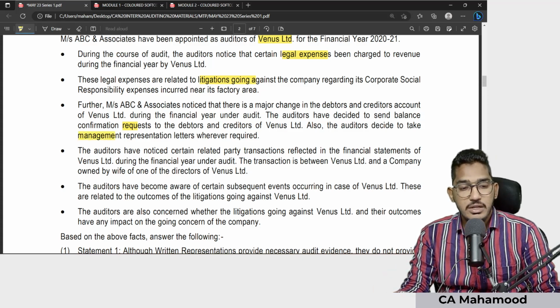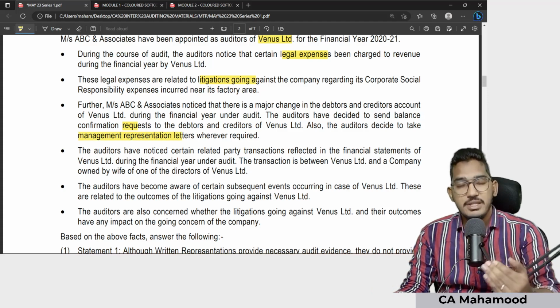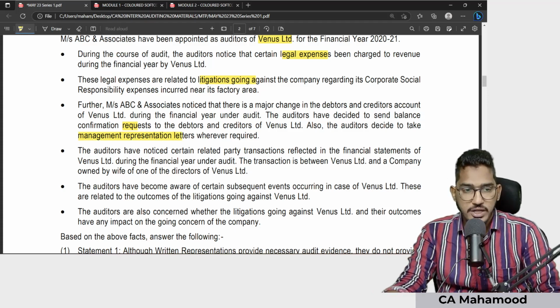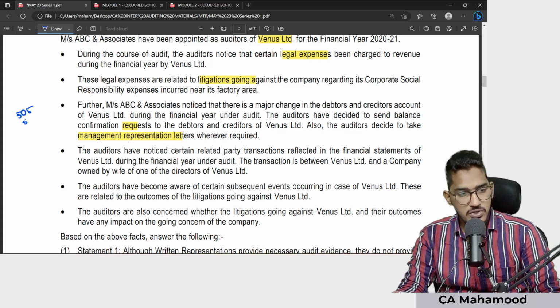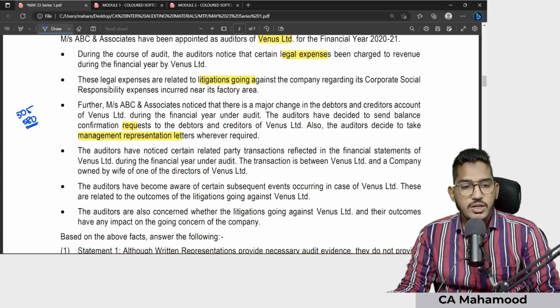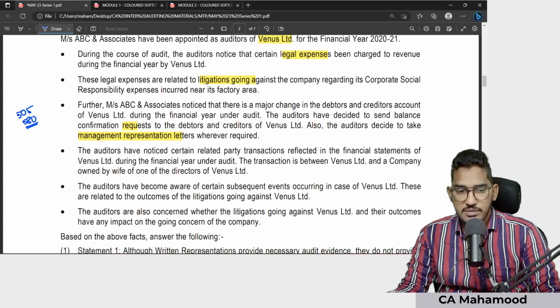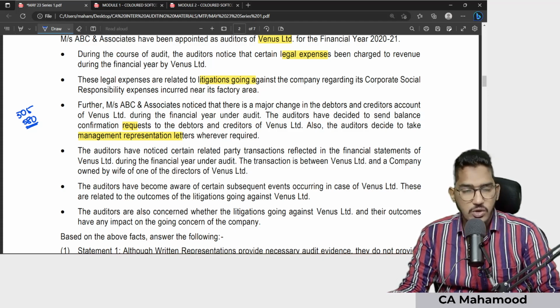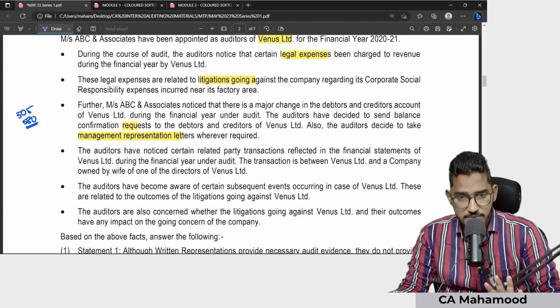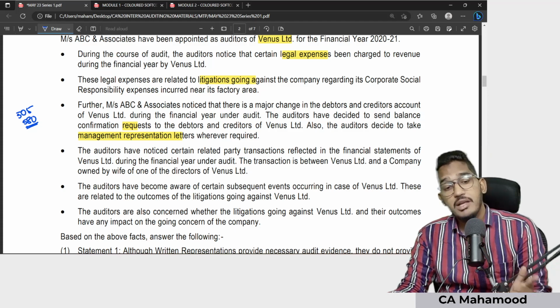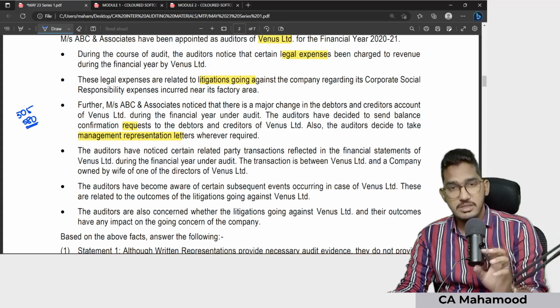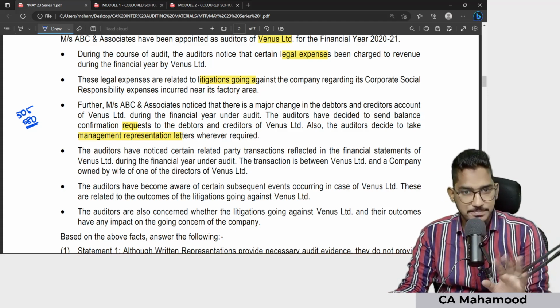In addition to that, they thought of taking written representations. So two standards are involved here: SA 505 talking about external confirmation, and SA 580 talking about written representation. Next one. The auditors have noticed certain related party transactions reflected in the financial statements of Venus Limited during the financial year under audit. The transaction is between Venus Limited and a company owned by the wife of one of the directors of Venus Limited. Whatever it is, it is a related party.